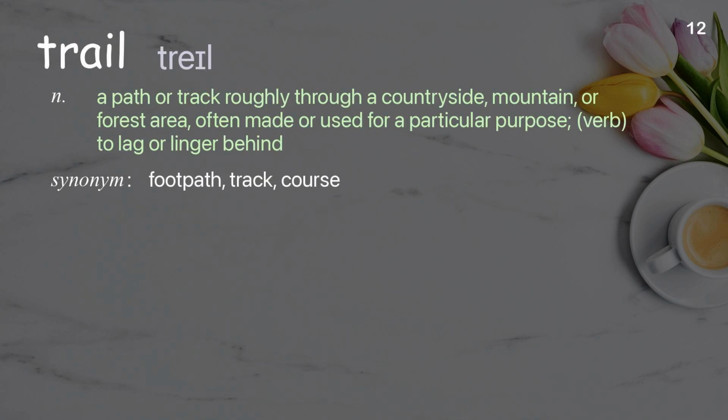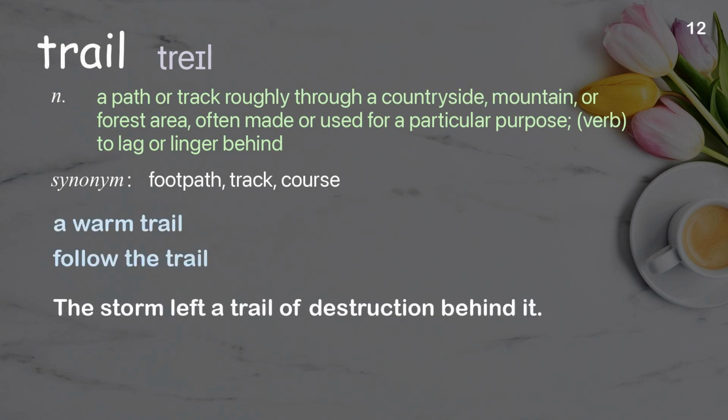Trail. A path or track roughly through a countryside, mountain, or forest area, often made or used for a particular purpose. Verb, to lag or linger behind. Examples: a warm trail, follow the trail. The storm left a trail of destruction behind it.